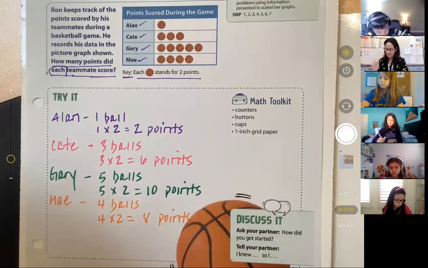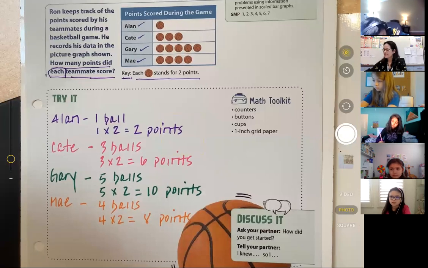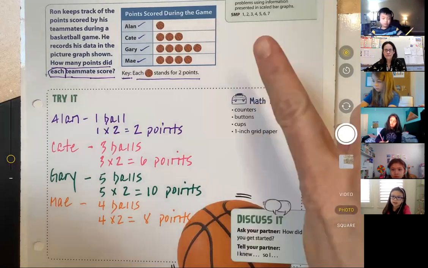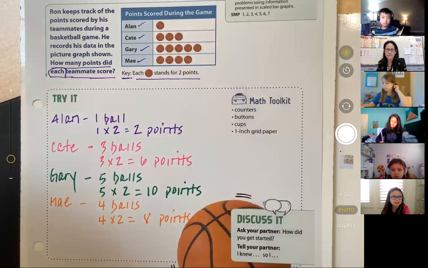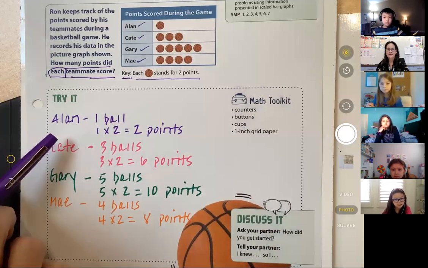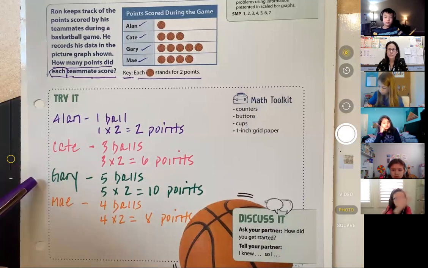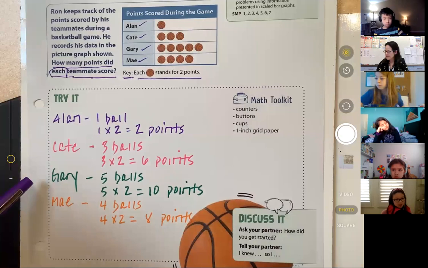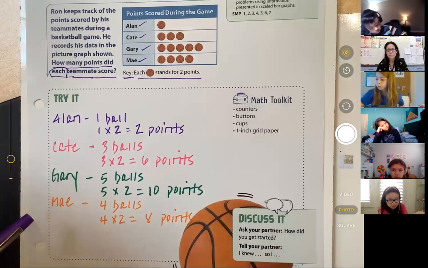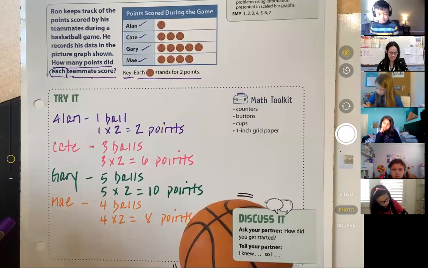So the interpretation or the reading of this picture graph says this: Alan scored 2 points. Kate scored 6 points. Gary scored 10 points, and May scored 8. Again, that is the interpretation. That is how we read the picture graph.